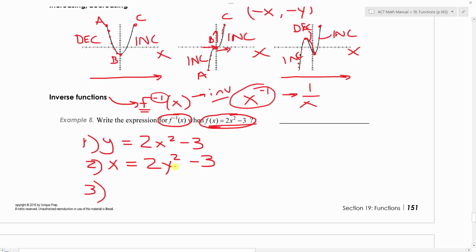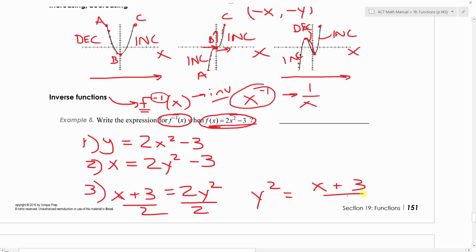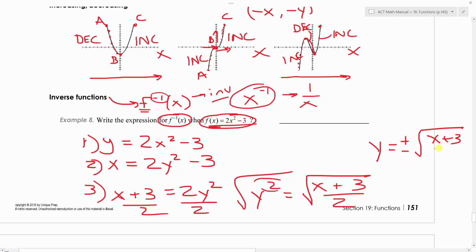So step 2, like I said, I swapped the x and the y, and then step 3 is I solve for this new y. So I need to add the 3 to both sides. I get x plus 3 equals 2y squared. I then divide by 2, I get y squared equals (x plus 3) over 2, and then to get the y completely alone, I take the square root of both sides and I get y equals, remember I have to take the positive and negative when I take the square root of a squared variable, plus or minus the square root of (x plus 3) over 2.